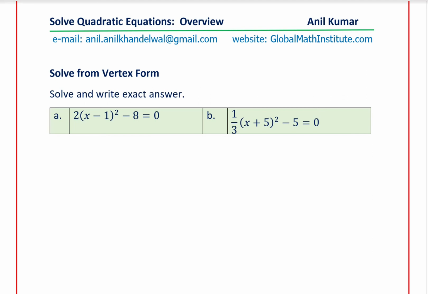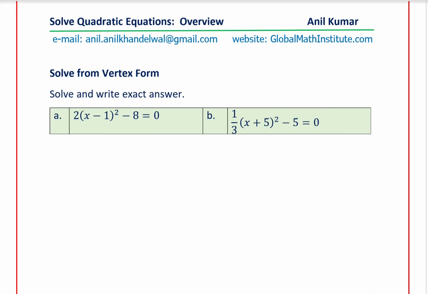Now let's take the next question, which is solve from the vertex form. Solve and write the exact answer. A, 2 times (x minus 1) whole squared minus 8 equals 0, and B, 1 over 3 times (x plus 5) squared minus 5 equals 0. You can always pause the video, answer the question, and then look into my suggestions.